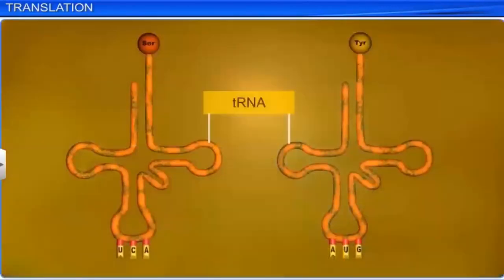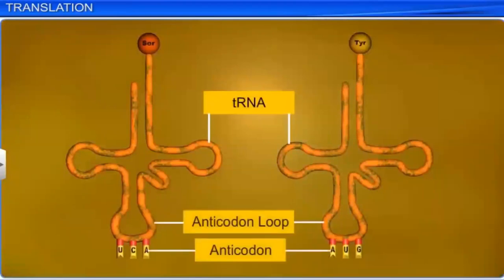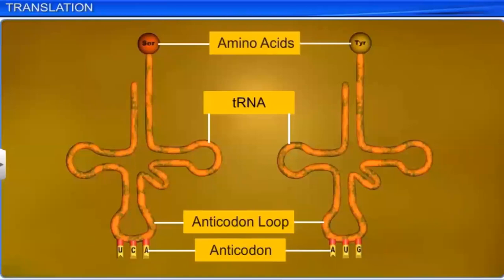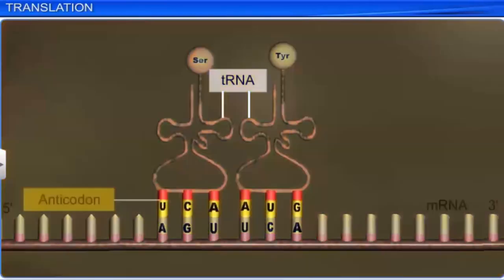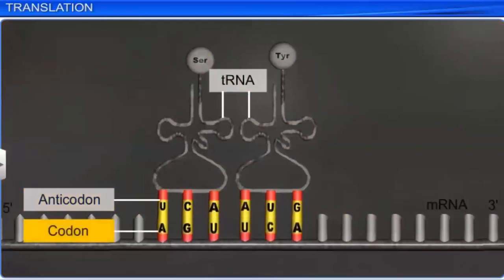The tRNA has an anticodon loop, which determines the amino acid that will link to it. This anticodon of tRNA is complementary to the codon sequence on the mRNA and will only bind to that codon.